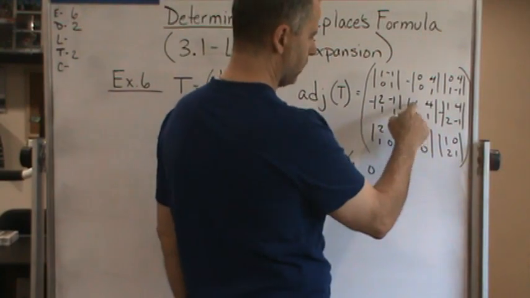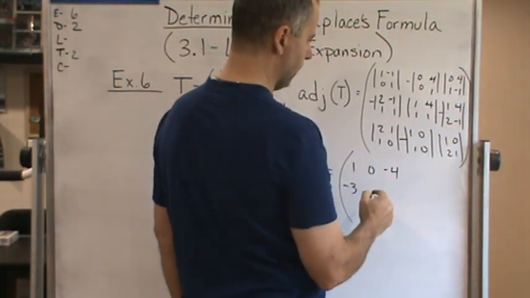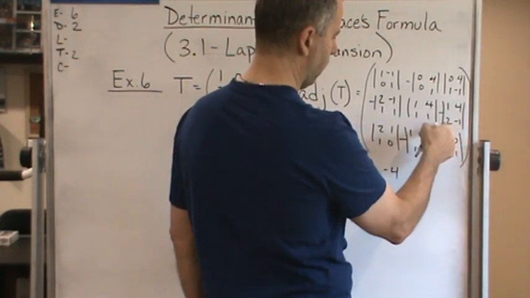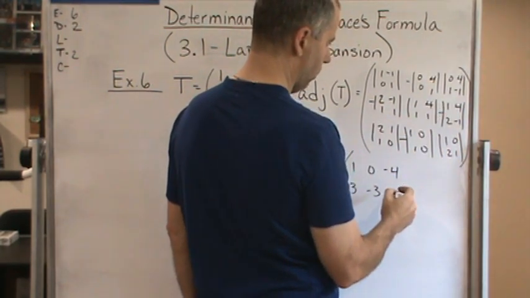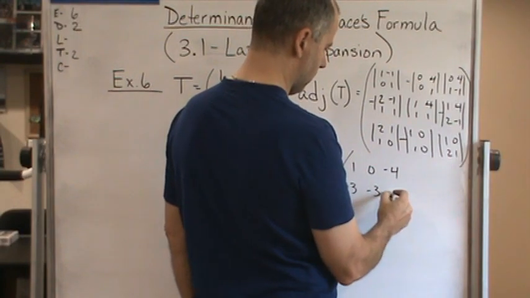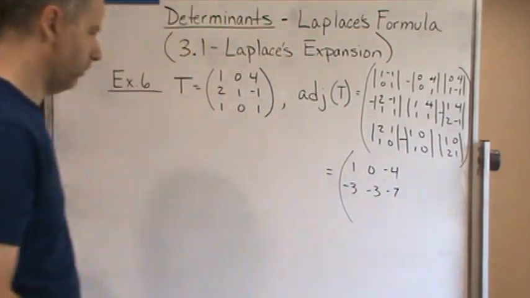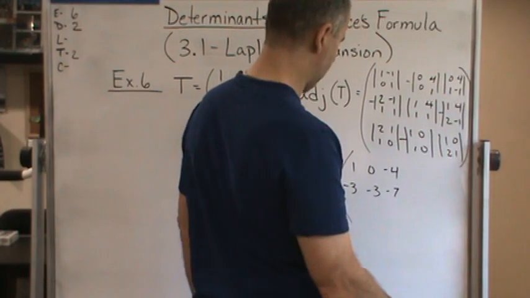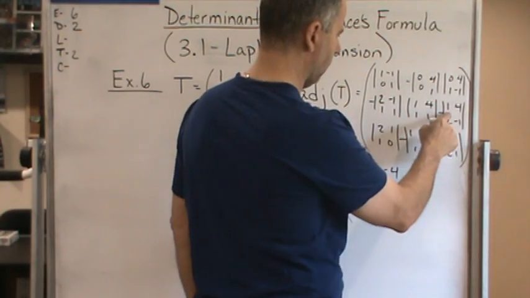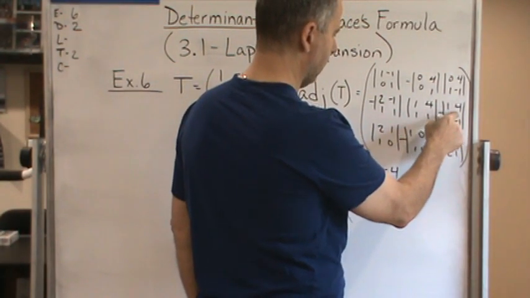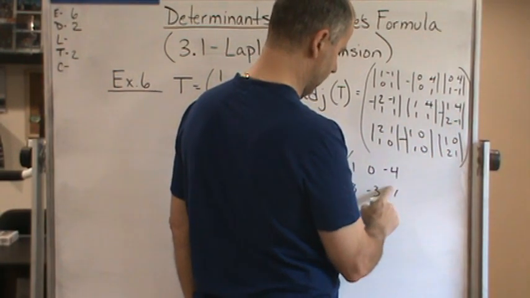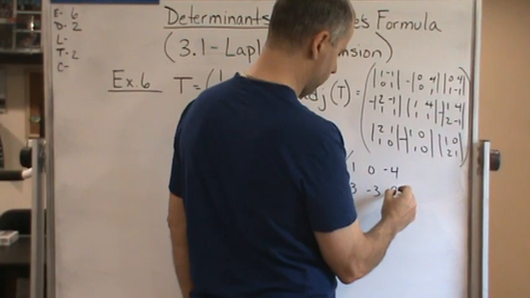And then of course this one's going to be 1 minus 4, which is negative 3. This is going to be negative 1 minus 8, which is negative 7. Okay, so far so good. Oh, hold on a second. Let's do that one more time. Negative 1 minus 8. Oh, that should be negative 9, so it's going to be positive 9. Sorry.